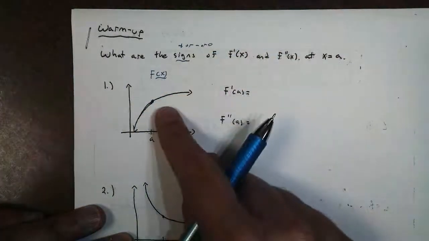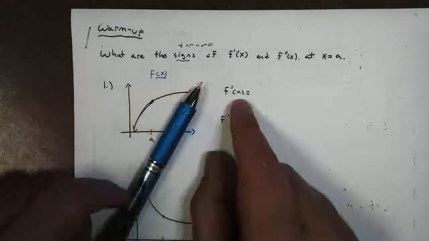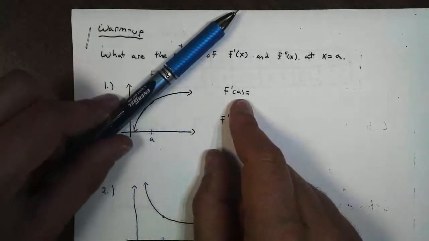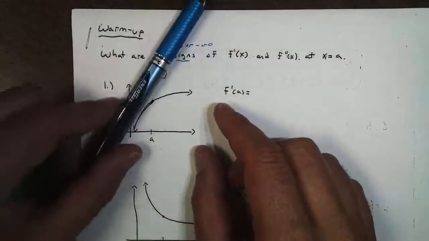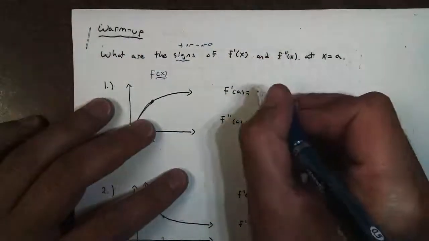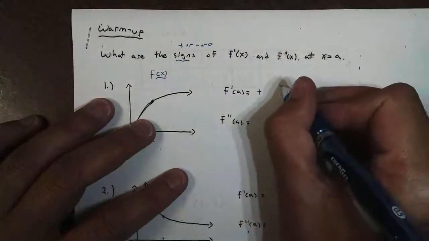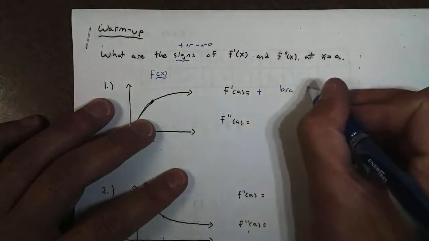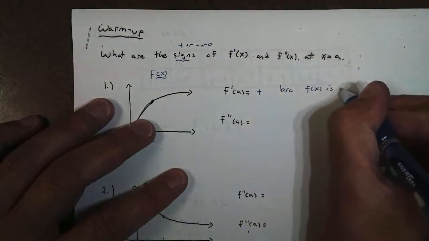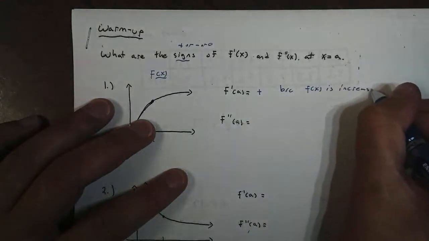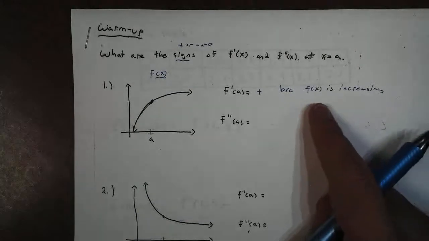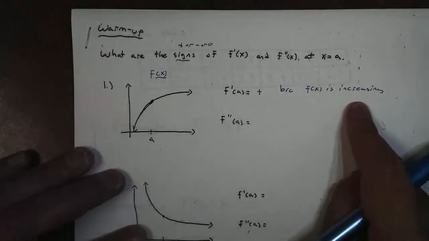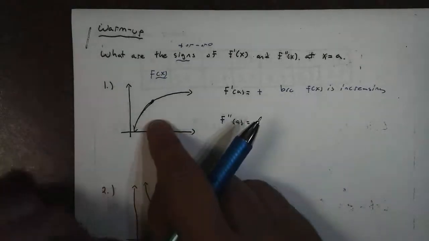So for the first example, notice if we're looking at the derivative, this has a positive slope. Because it's going up, it's an increasing slope. So the slope here is positive. And I'm going to go ahead and write down the reason, and that is because the function itself is increasing. It's always good to have this. You don't have to have this for your answer for a test or a quiz, but for notes it's always good to have this because it's going to help you review.